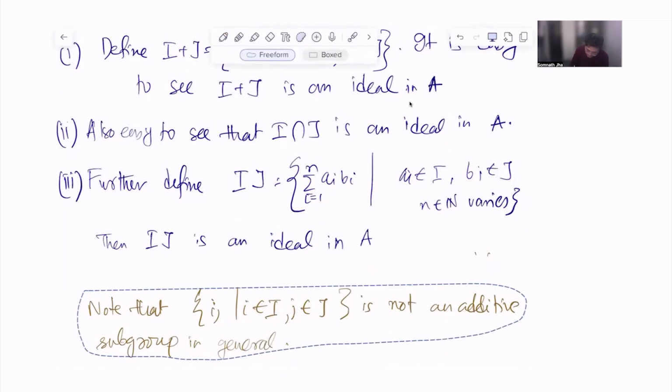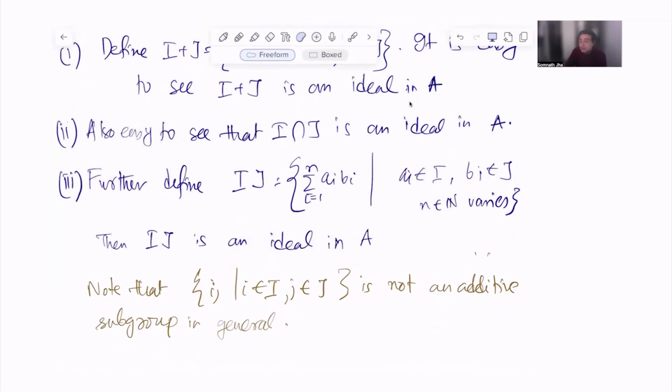So product of ideals is defined as all possible finite sums. So you take a in I and b in J, and you consider a times b, but you take all possible finite sums of this type. So a1 b1 plus a2 b2 plus ... plus an bn, where the ai's are in I, the bi's are in J, and n in N varies. So all possible finite sums of products of elements from I and J.